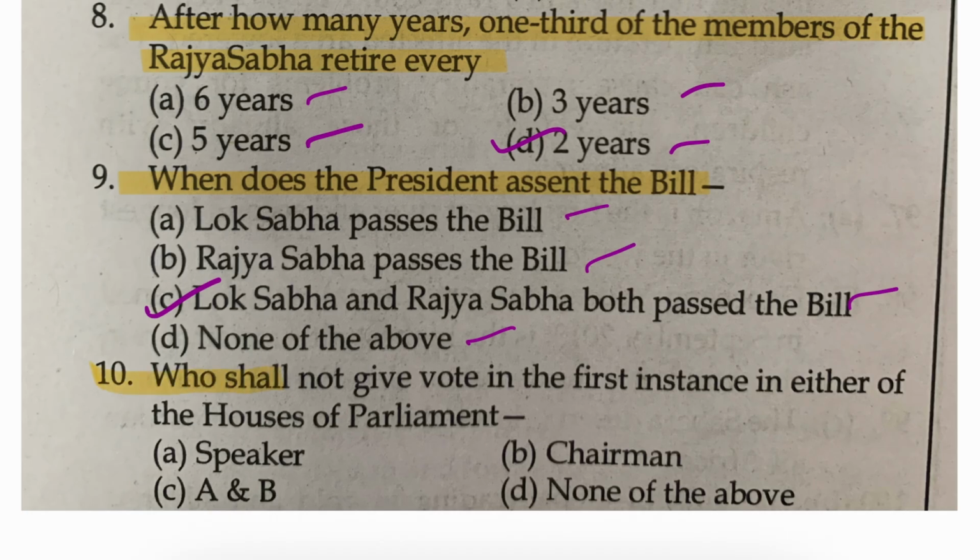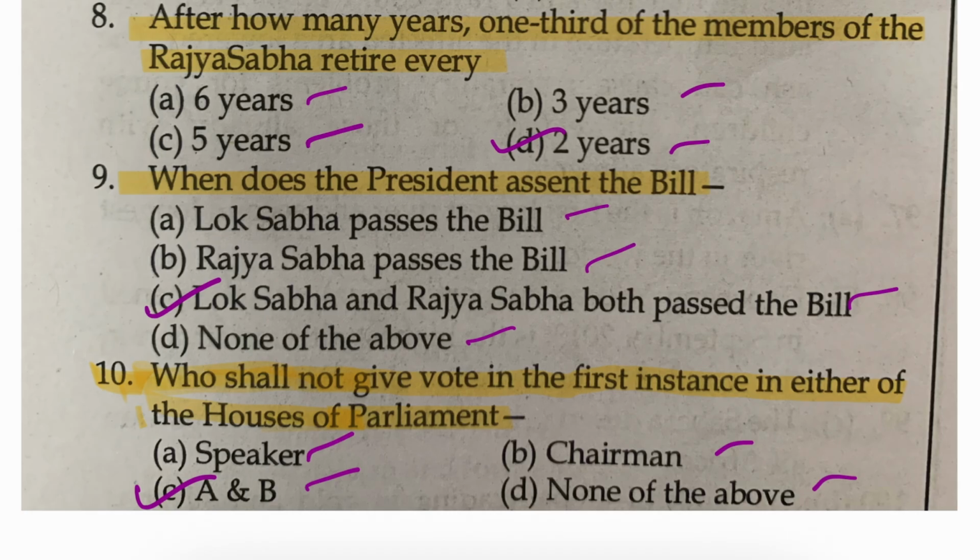Question number 10. Who shall not give a vote in the first instance in either of the Houses of Parliament? Speaker, Chairman, A and B, none of the above. The answer is C. A and B. The Speaker is elected by the Lok Sabha from amongst its members. He does not vote in the first instance, but he can exercise a casting vote in the case of a tie, and he presides over a joint sitting of the two houses of Parliament.